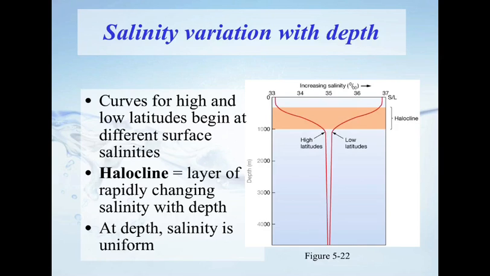Once you get much below that halocline, once you get below basically 1,000 meters, the salinity is basically uniform. There's one exception to this that we'll talk about when we do masses of water, and that's in the Atlantic due to the salinity of the Mediterranean. But we'll talk about that exception when we get to it.